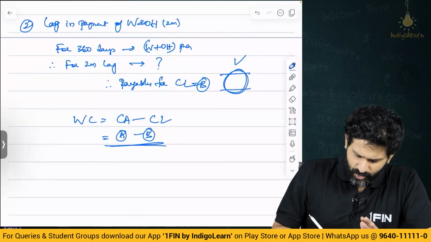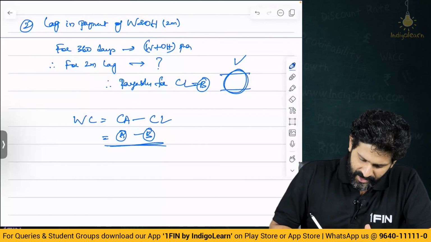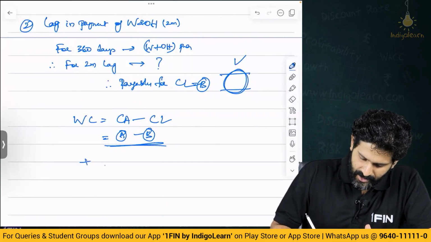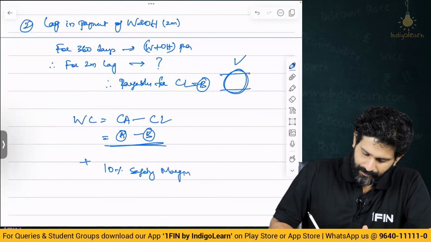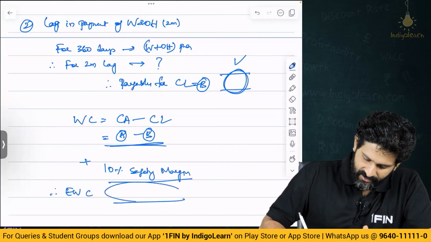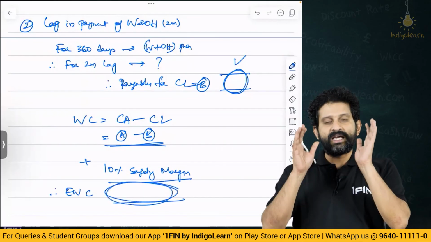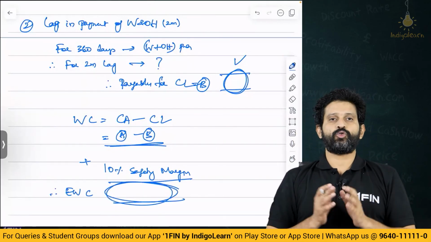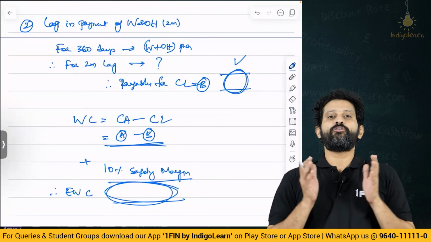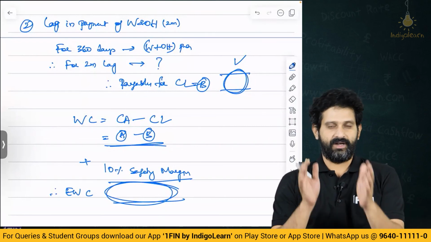Say the question gives you, says boss, you have some 10% margin, a 10% safety margin. Okay, let us have it. Therefore, estimated working capital is what we will have plus 10% of safety margin. This is how conceptually we will compute the working capital required for a company based on the given data.